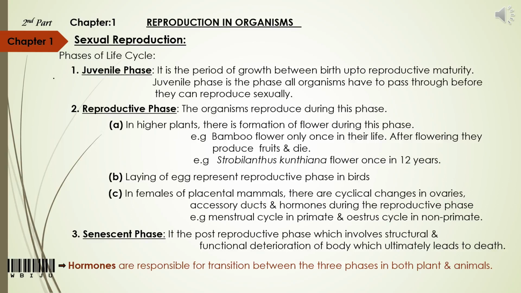And let's see some examples of plants given in the textbook. Bamboo. This bamboo flowers only once in its life. And another example is Strobilanthus kunthiana, which flowers once in every 12 years.